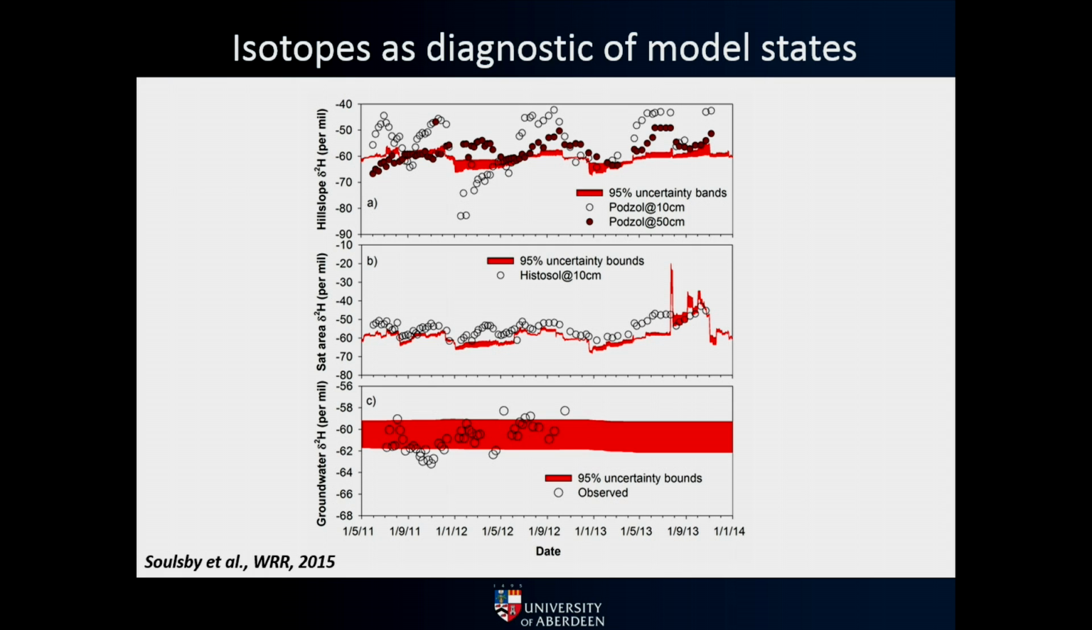Within the riparian peatlands, the model does pretty well. It underpredicts during these fractionation periods that we get during the summer, but generally it's in the right range and heading in the right direction compared to what we measure in the peaty soils.